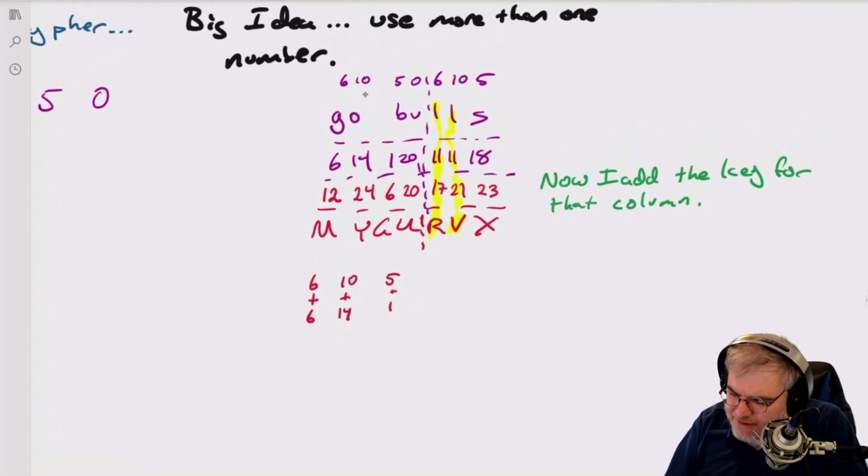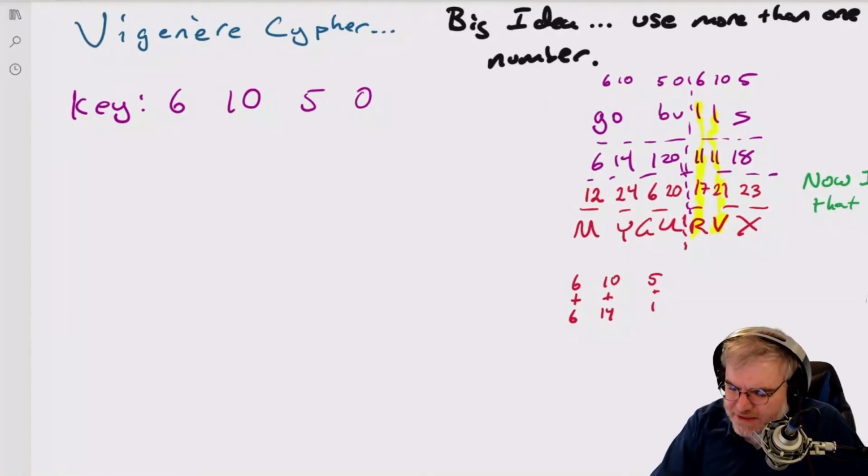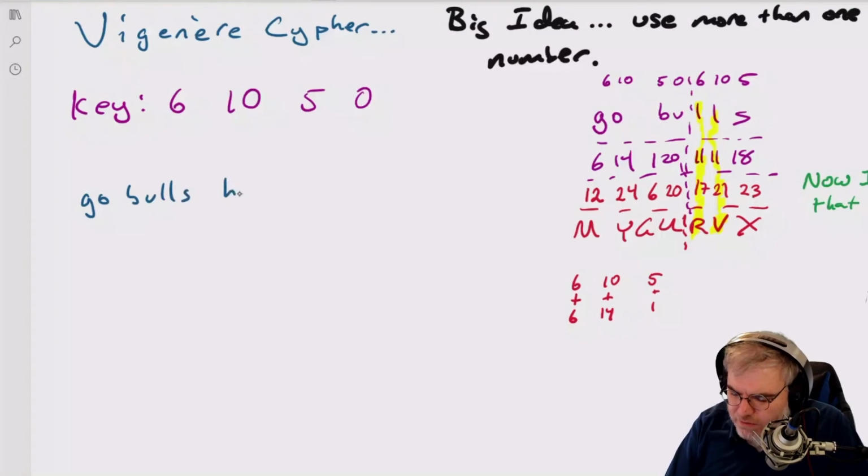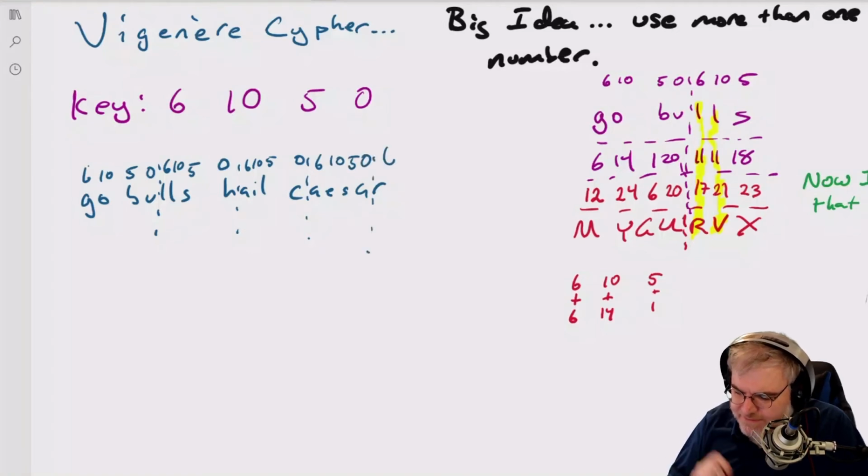So I start my message. I start by doing 6, 10, 5, 0. And then I do 6, 10, 5, 0 again, repeating. So if I had a really long message, for instance, if I wanted to say, go Bulls, hail, Caesar, and Caesar spelled with an A, right? Here's what I would do. I would repeat 6, 10, 5, 0 across the whole message.